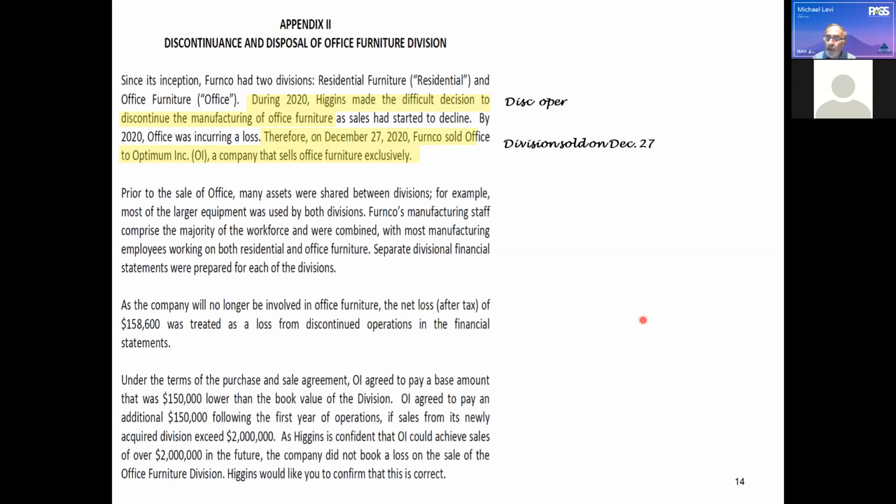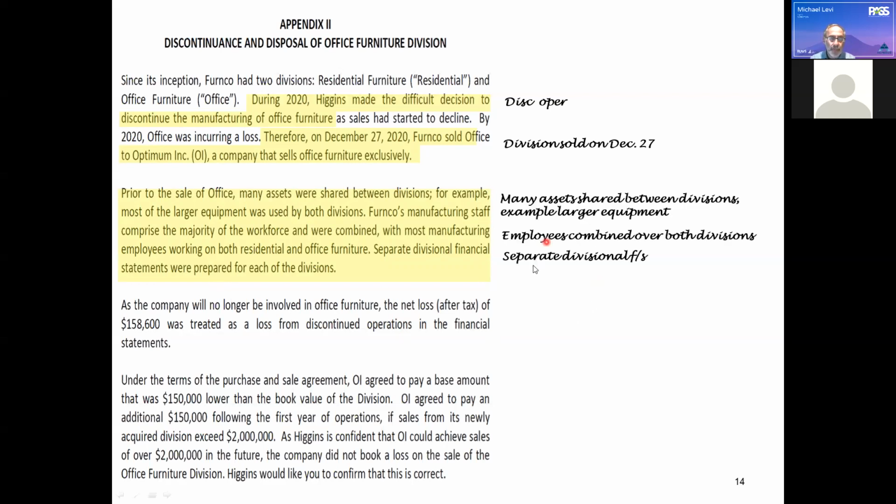Division was sold December 27th, prior to year end. Prior to the sale of office, being the office division, right? Office is short for office furniture. Many assets were shared between divisions. For example, most of the larger equipment was used by both divisions. Fernco's manufacturing staff comprised the majority of the workforce and were combined, with most manufacturing employees working on both residential and office furniture. Separate divisional financial statements were prepared for each division. So notice they've given us a fair amount of information in this paragraph. We'll see in a few minutes how you could easily tie this back into your technical.